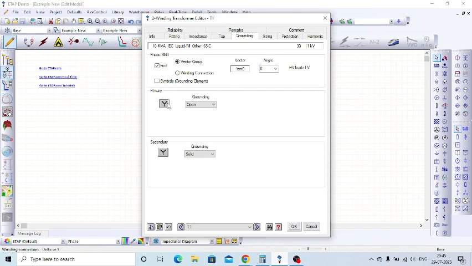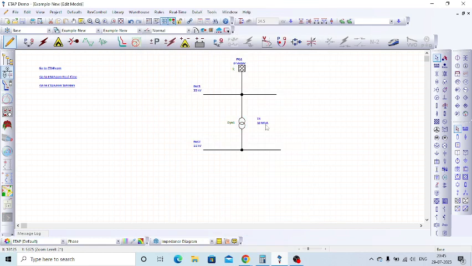So by clicking, we are able to change. Now it is delta in primary, star in secondary. So that's all the data we need to enter for the load flow analysis. I told in the last session, for carrying out any power system analysis, we need a minimum of two buses.